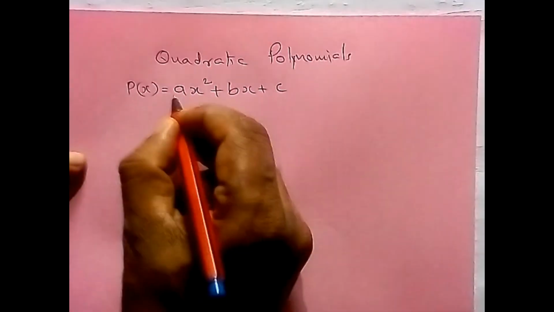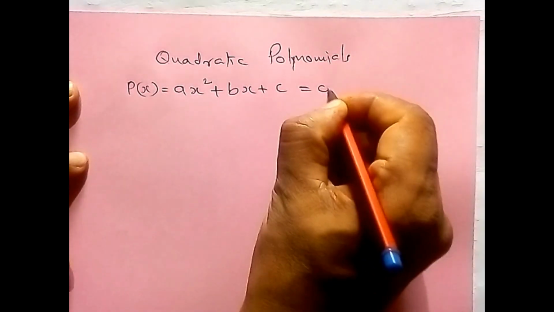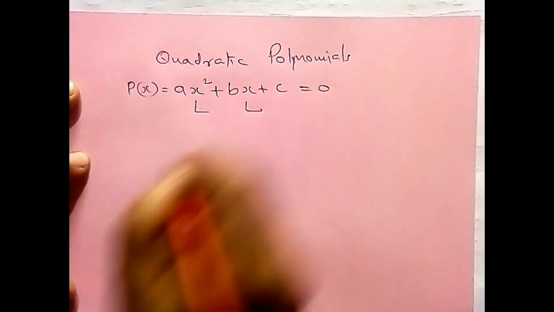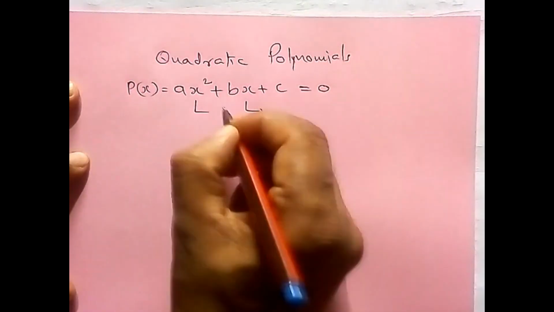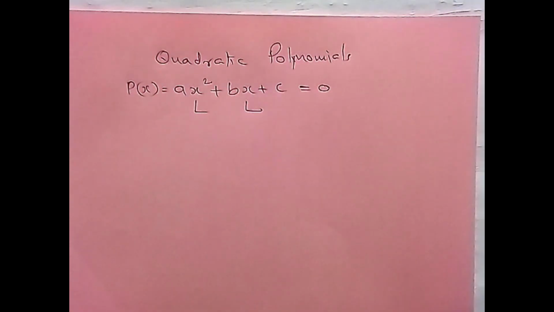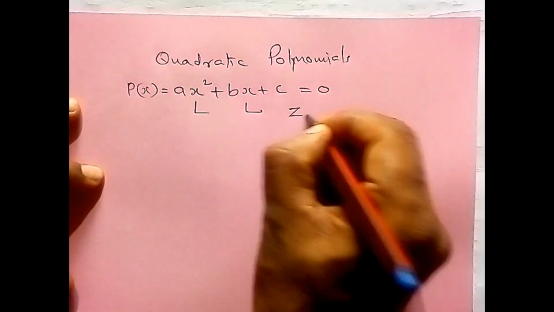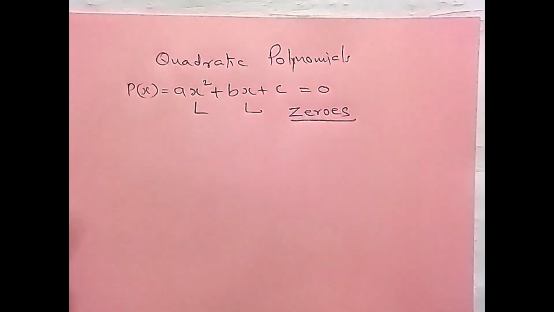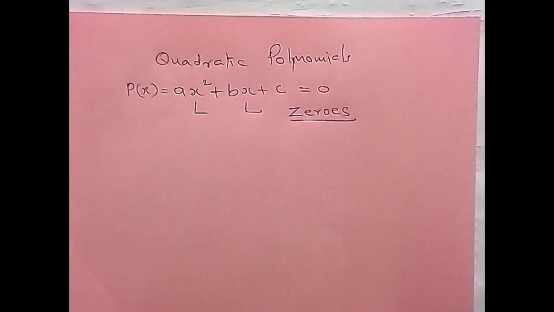When we equate this polynomial to 0, we will find some values for x, and these values of x for which this polynomial becomes 0 are called zeros of the polynomial. This also we have discussed while learning polynomials.